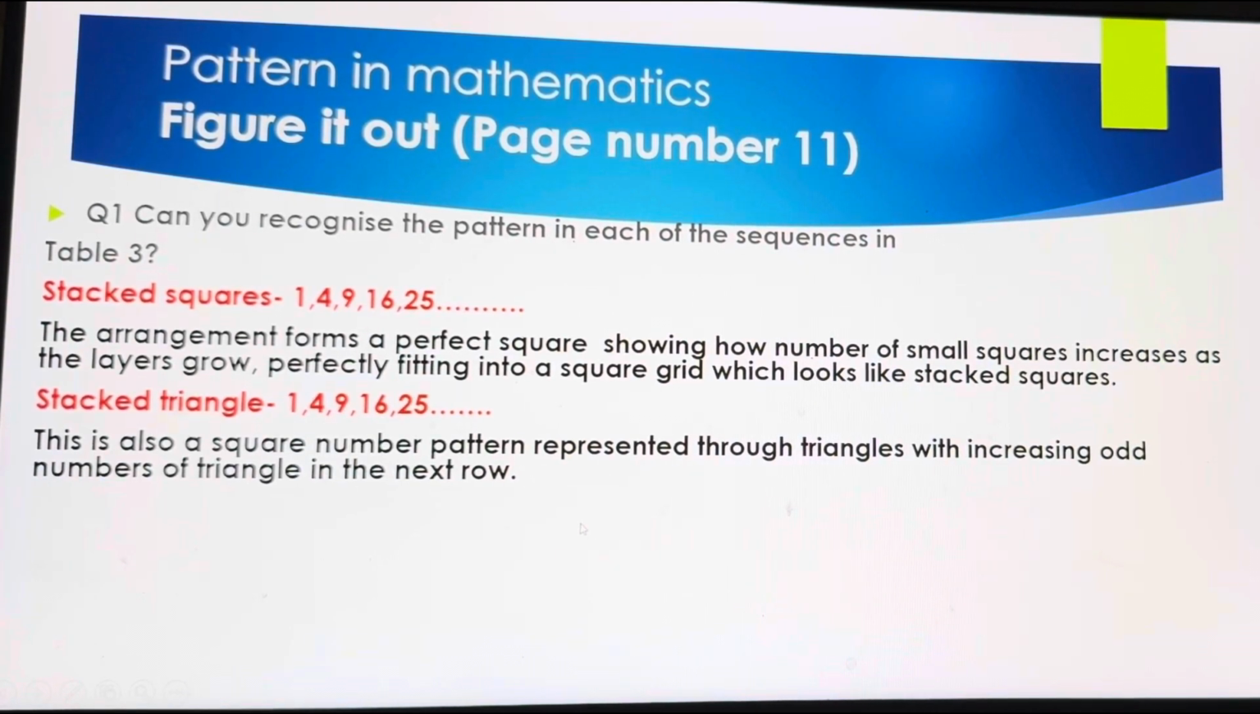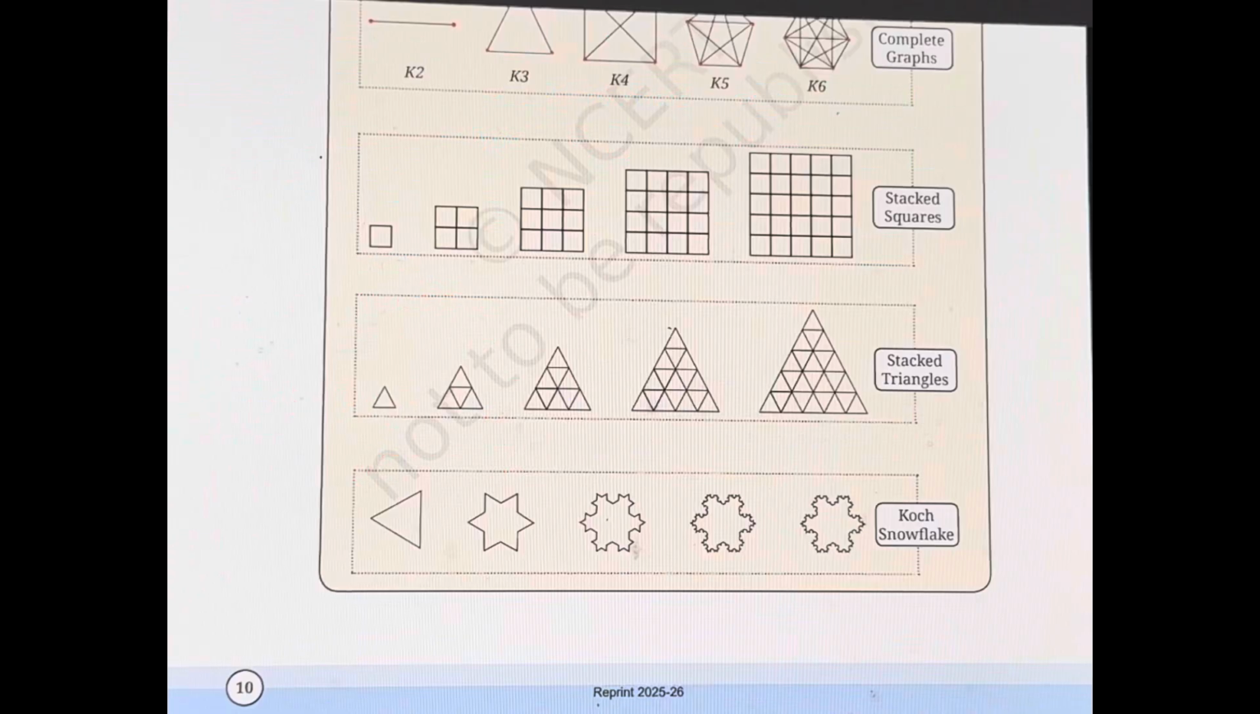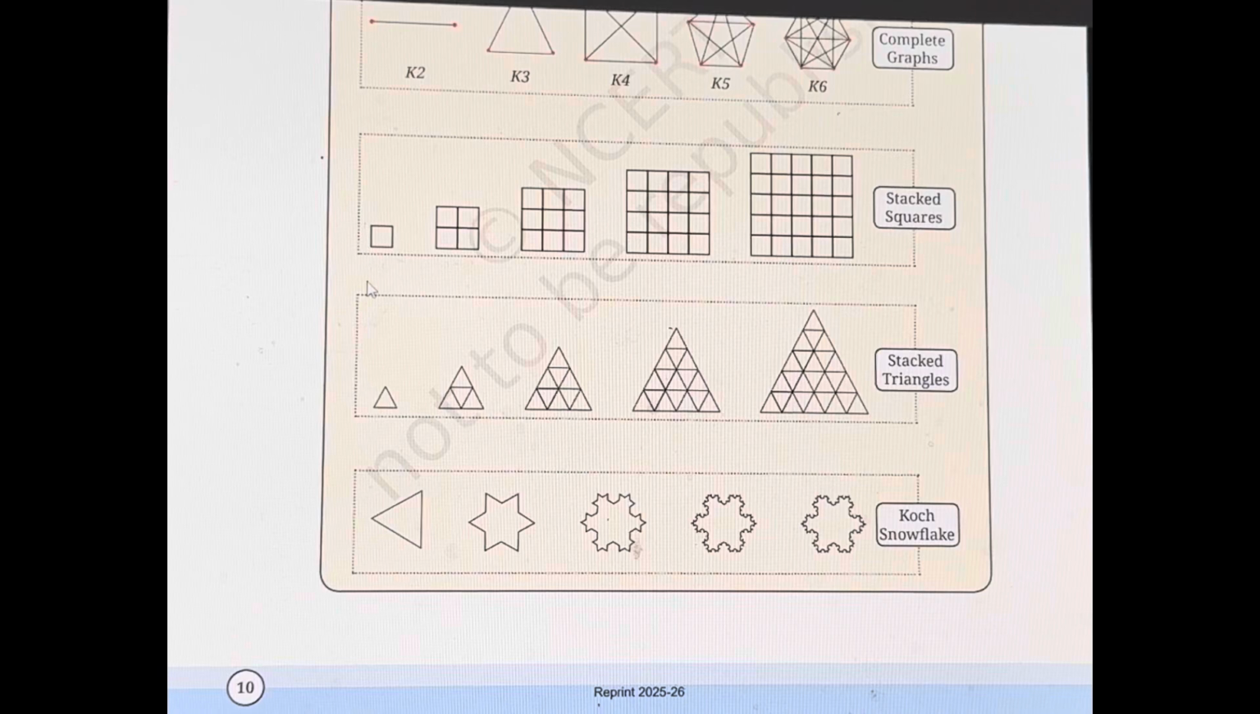This again I will explain to you with the help of the picture. So now if we see the picture, I explained both stacked squares and stacked triangles. If you just see, so here 1, then 4 squares, here 9, 3 by 3, 9, 4 by 4, 16, 5 by 5, 25. This is clear. The squares are stacked above one another and you get the square number series 1, 4, 9, 16, 25.